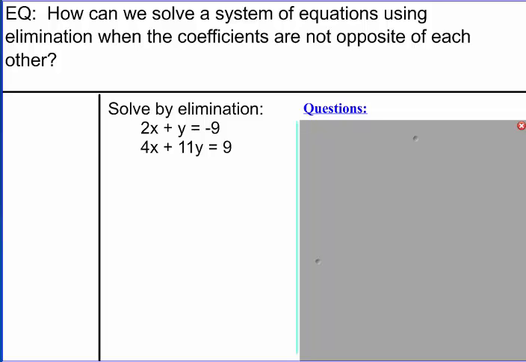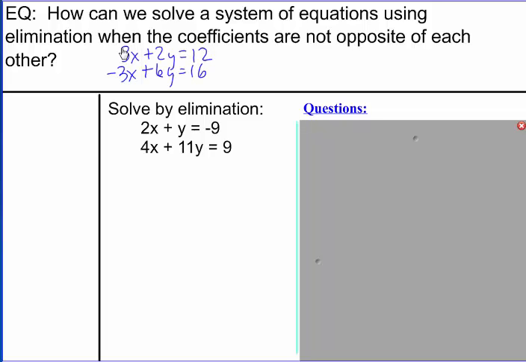Okay, our essential question for this lesson: how can we solve a system of equations using elimination when the coefficients are not opposite of each other? So what I mean by that, if you recall in the previous video and lesson, we did something like 3x plus 2y equals 12, negative 3x plus 6y equals 16.